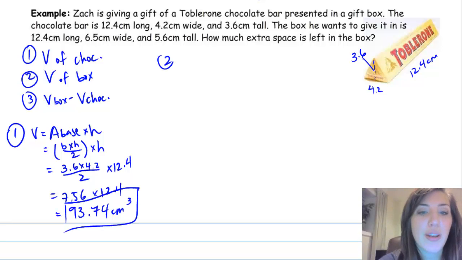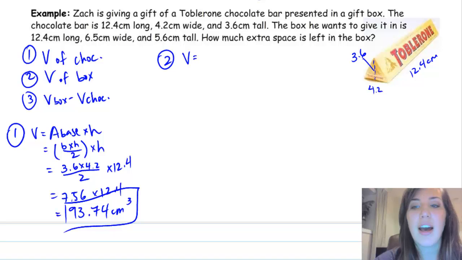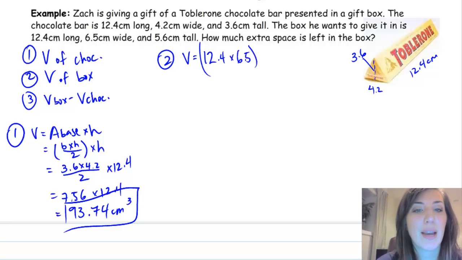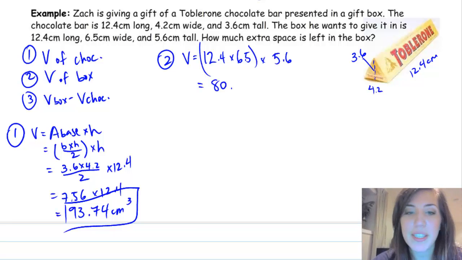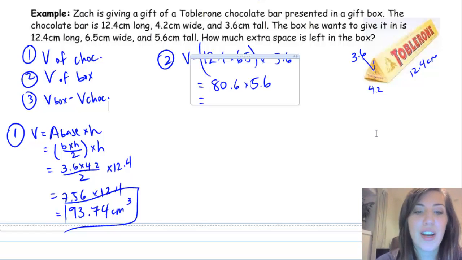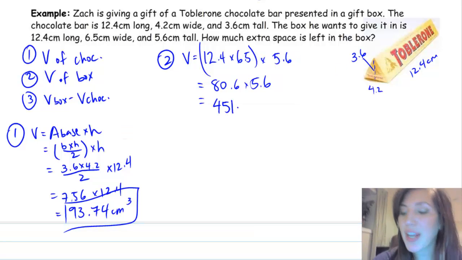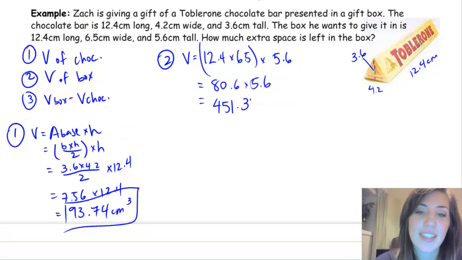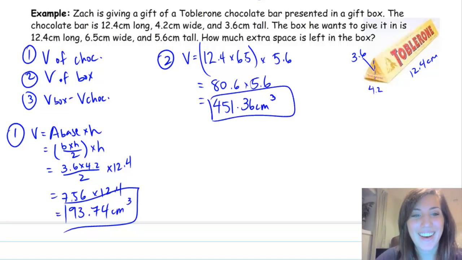Now let's figure out the volume of the box. So the volume here would be, this is a rectangle now, so the area of the base is going to be how long by how wide. So 12.4 times 6.5 for our base times the height is 5.6 centimeters tall. 80.6 times 5.6, and that gives us a grand total volume of 451.36 centimeters cubed. All right, so that's step 1 and step 2. Now on to step 3.